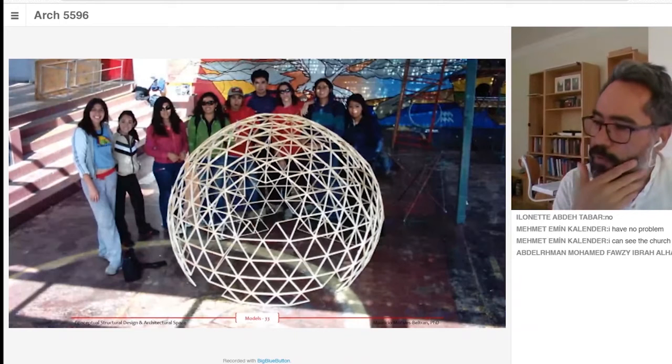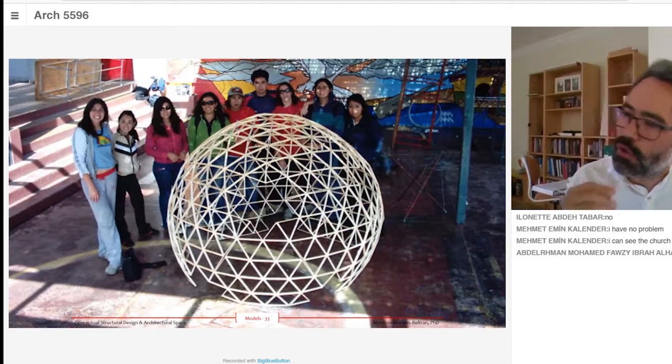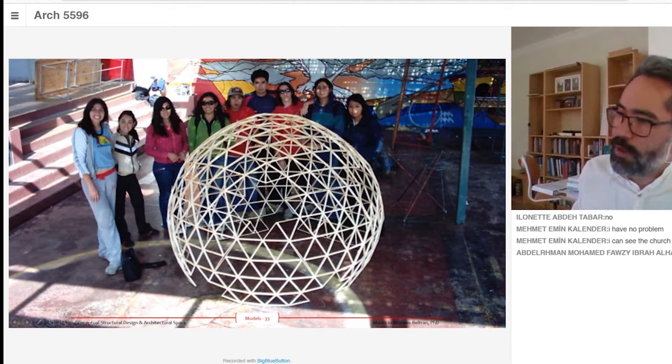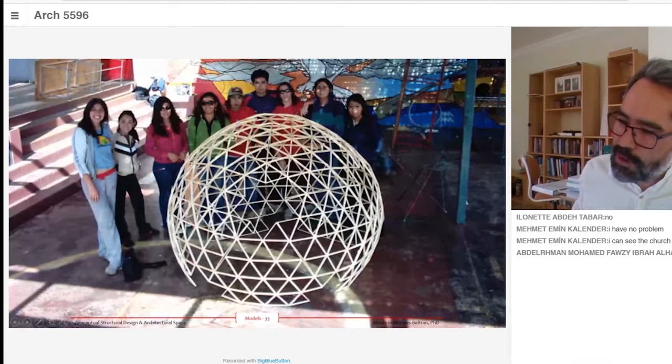And if you look carefully at the dome, you're going to see here in the middle there is some sort of star, and then you can see half of the star here and half of the star here. I hope you can see my mouse here moving.